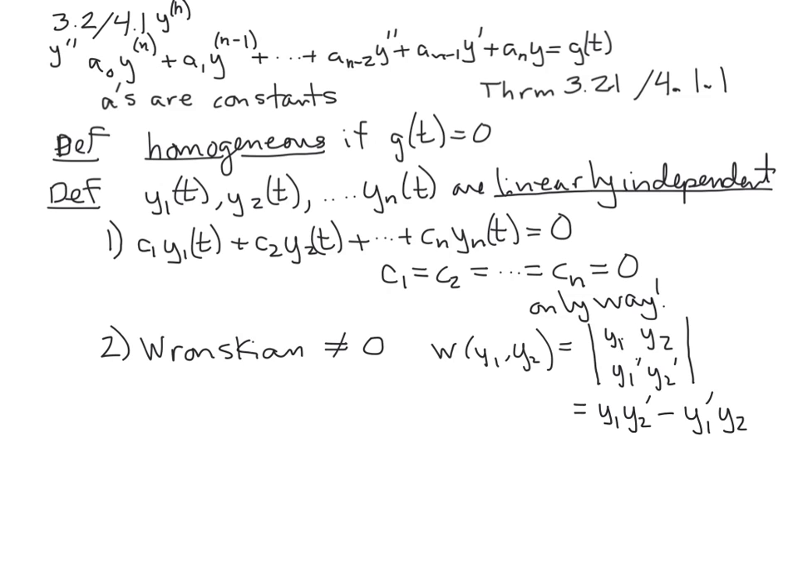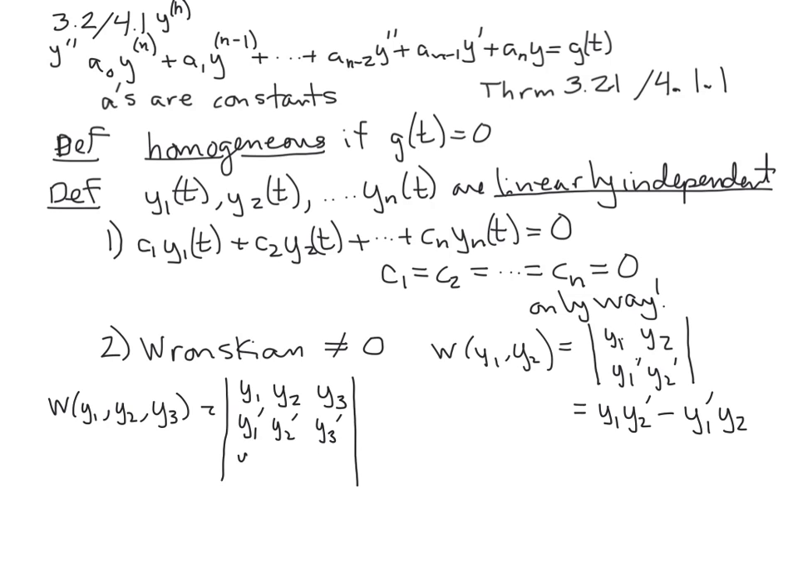The Wronskian for 3 functions, I hope I can fit this in here, this is going to be tricky. It's a determinant, and we've got the 3 functions in the first row, their first derivatives in the second row, their second derivatives in the third row. Now, when you guys have done this before with a cross product, you normally had i in that upper left-hand corner. Now we have a function y1.